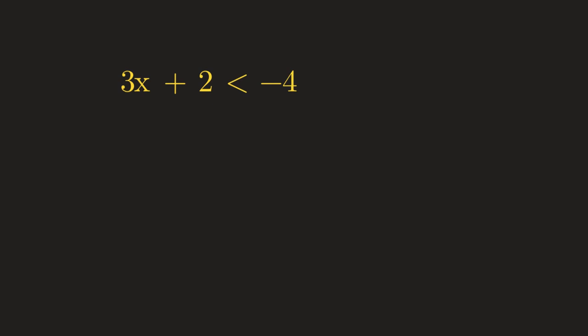3x plus 2 is less than negative 4. And again, we're going to solve these just like in an equation, but because we have an inequality, we're going to try to keep in our mind that if I multiply or divide by a negative at any point, we are going to flip the inequality. What would we get rid of first here? Subtract 2 from both sides.